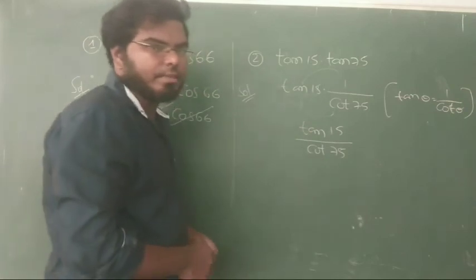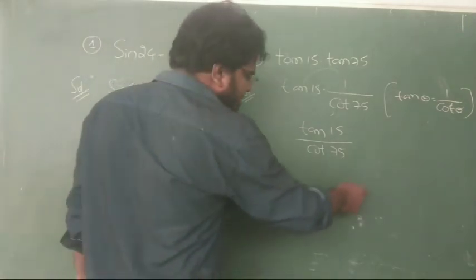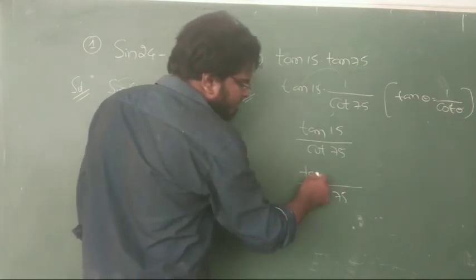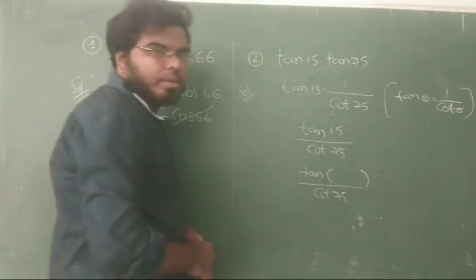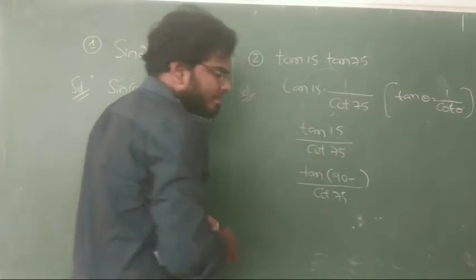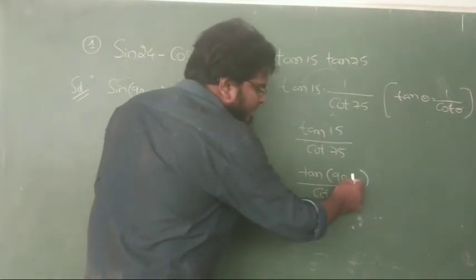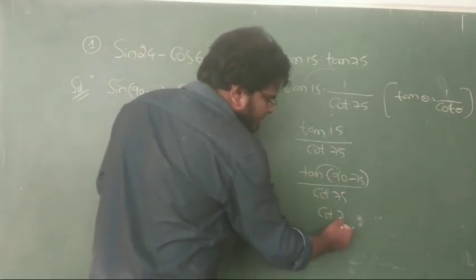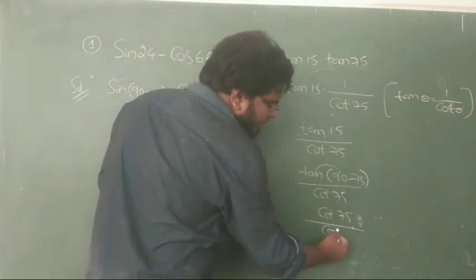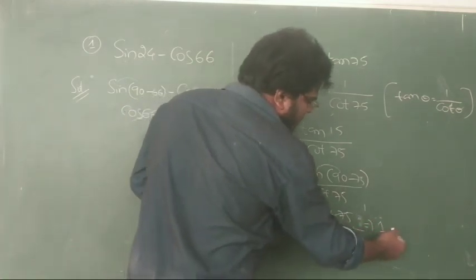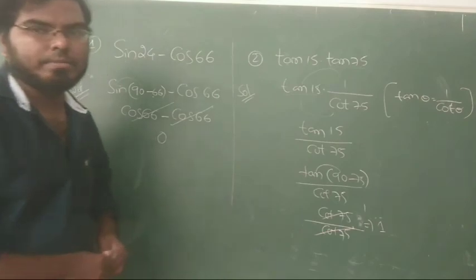Then what is the next step? Write the denominator as it is. That means the second one is as it is. Write the first one and take a bracket. Now in the bracket take the 90 minus. In theta write the 75 as it is. Then tan 90 minus 75 becomes cot 75. The denominator is also cot 75. Okay, right. Now done.